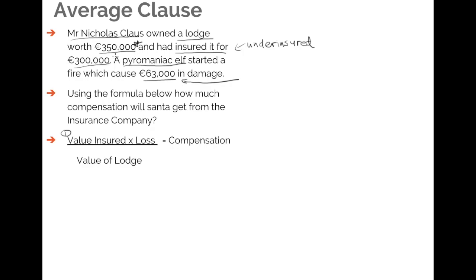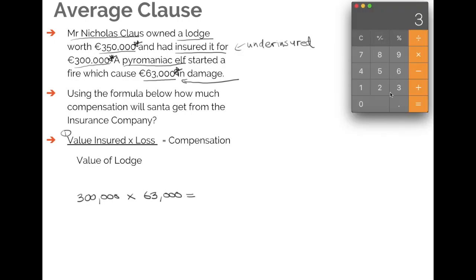So the value of the lodge is 350,000. The value it was insured for is 300,000. And the damage that was caused is 63,000. So we'll write it down below. 300,000, because that's the value it was insured for, multiplied by the loss, which is 63,000 euros.